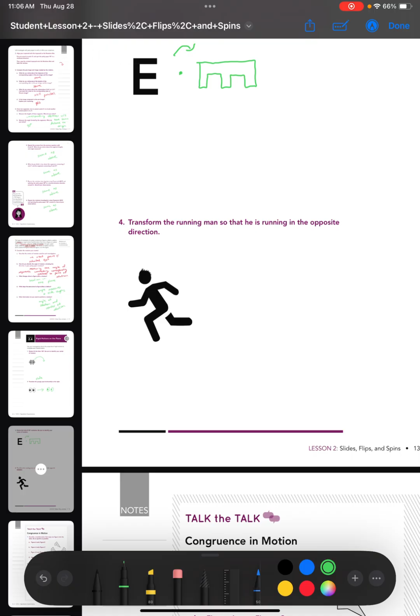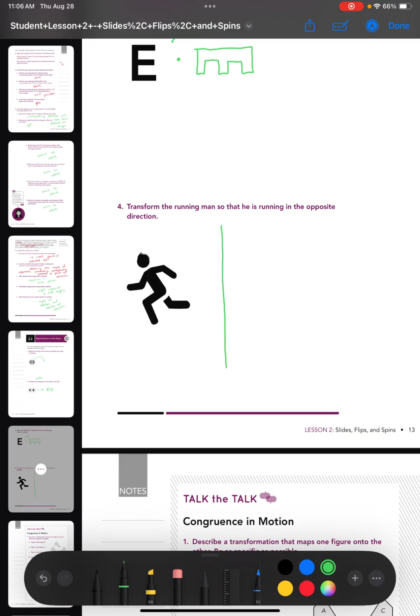Okay, 4, transforming the running man so that he's running in the opposite direction. So again, this would be a flip. If you imagine a reflection line, if I drew a line right there and folded that over, you would create an image that looks like he is running to the right. It'd be an exact reflection across that line of reflection. All right, again, take each one of those, manipulate it with your patty paper, and make sure we're understanding those rotations.